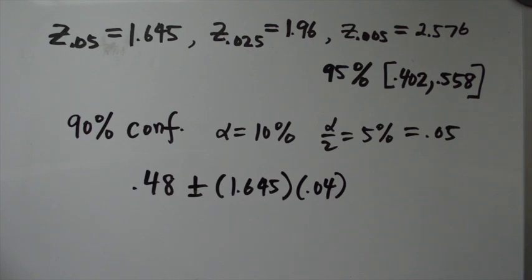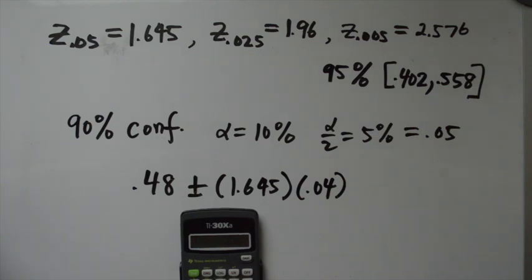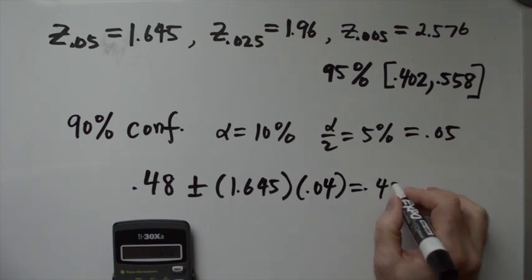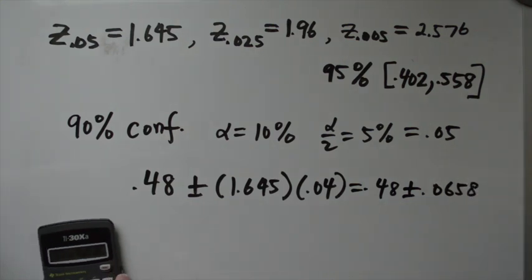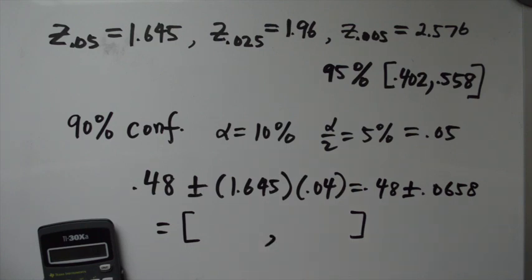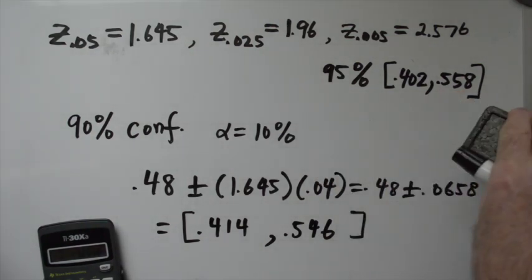That margin of error, let's calculate that. The margin of error is 1.645 times 0.04. That margin of error is equal to 0.0658, and that's going to give me an interval that extends from 0.414 out to 0.546. So when you add and subtract that margin of error from the center, you're going to get this interval. All right, so let's record that one. That's our 90% confidence interval.